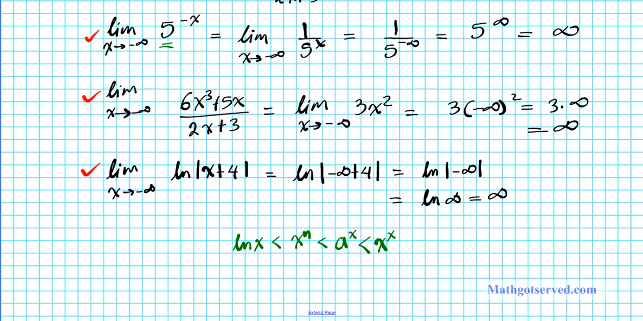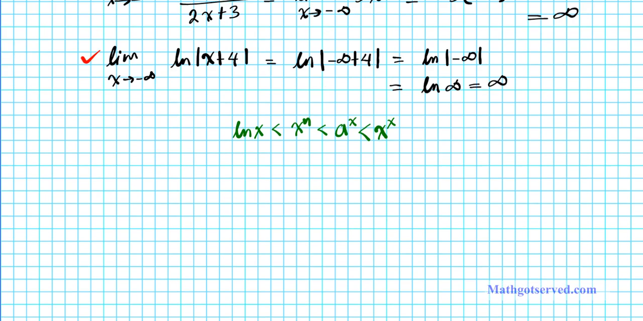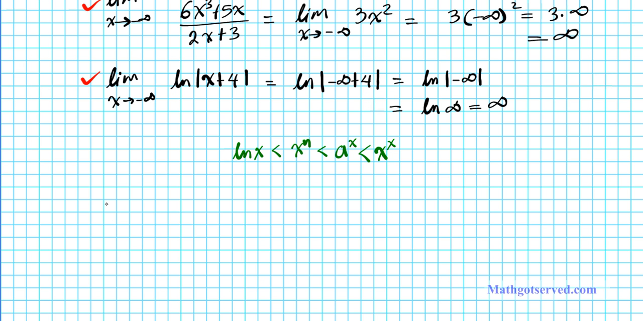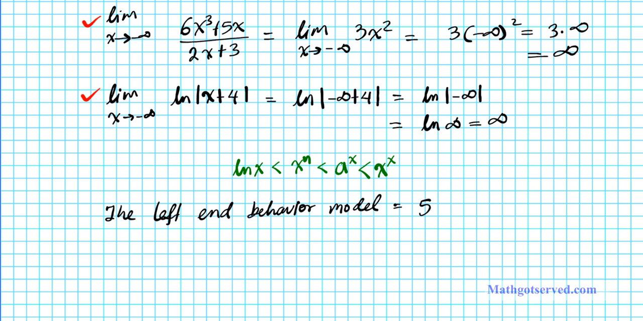All right. So let's go ahead and write down our answer. The left end behavior model is what is it again? 5 to the negative x.